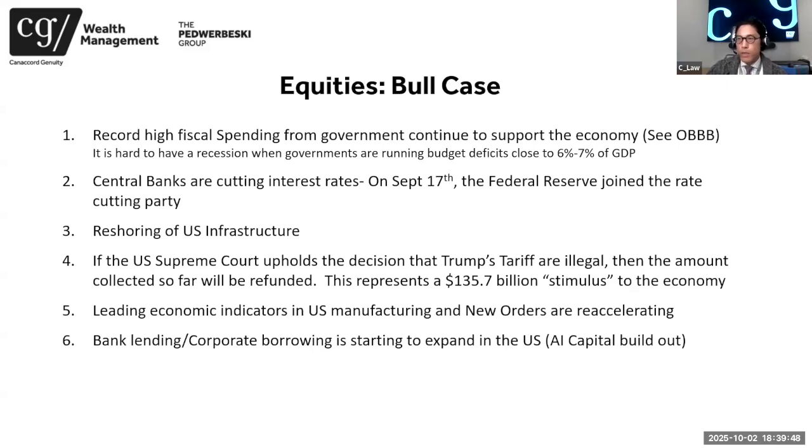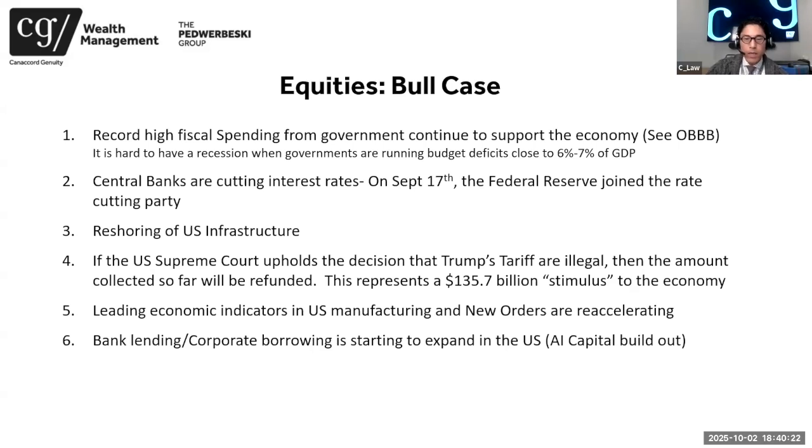As we'll show, there is a lot of reshoring happening right now in US infrastructure. Also, if the US Supreme Court upholds the decision that the Trump tariffs are illegal, the amount of tariffs collected so far would be refunded. This represents a $135 billion stimulus to the US economy. What we're seeing under the surface as well is that a lot of leading economic indicators in US manufacturing and new orders are starting to reaccelerate. And bank lending and corporate borrowing are also starting to expand in the US.